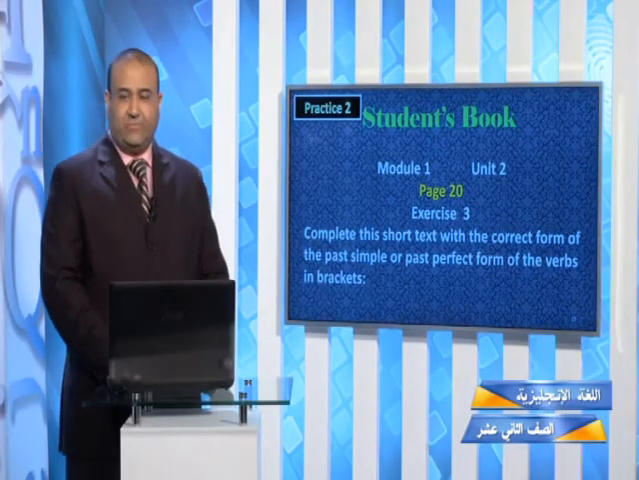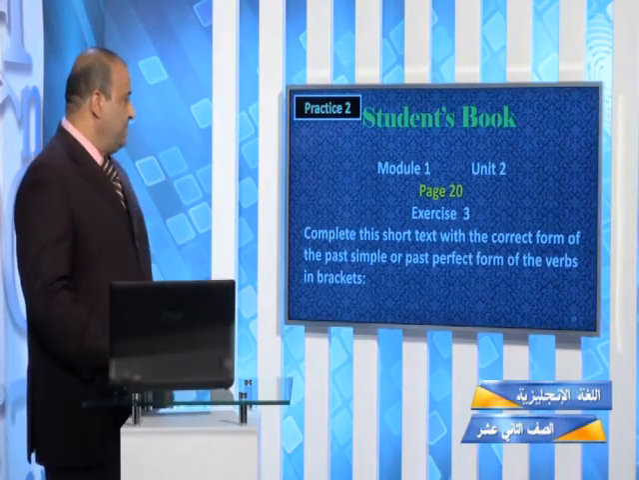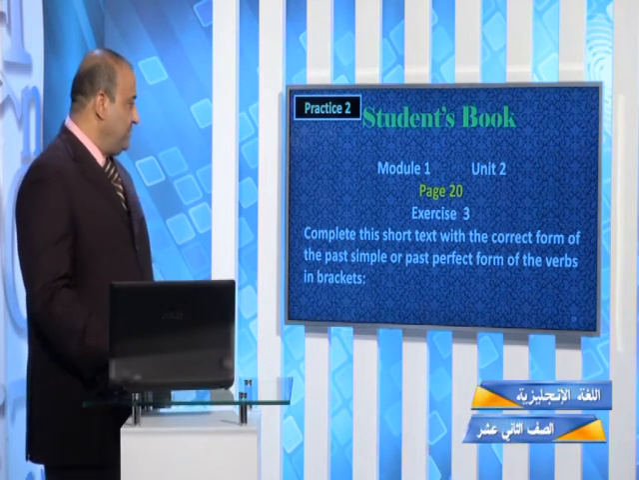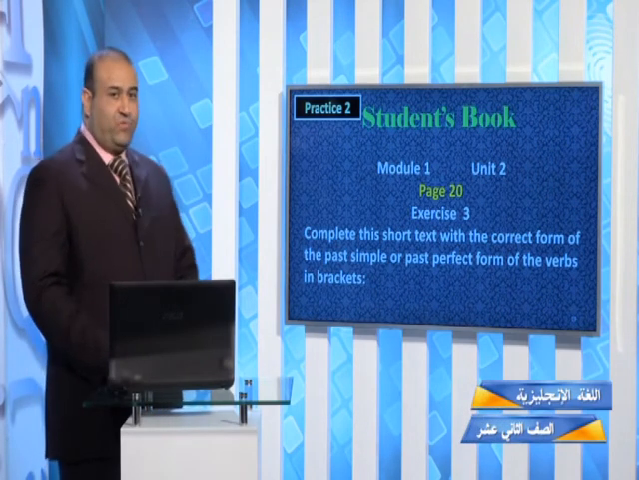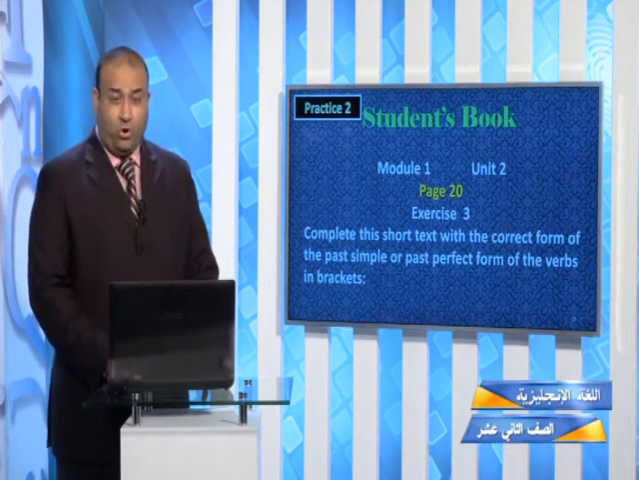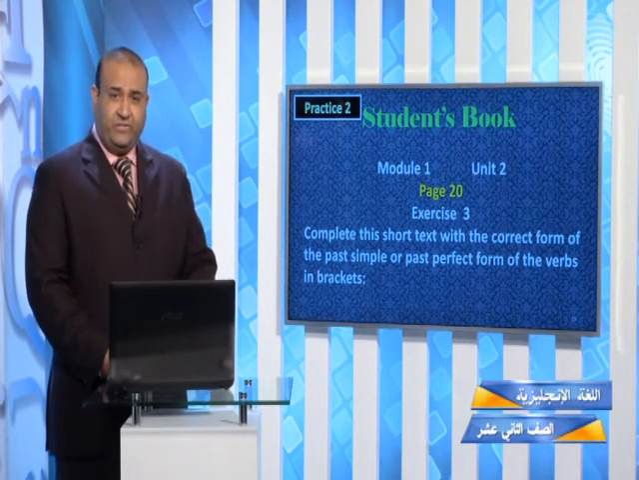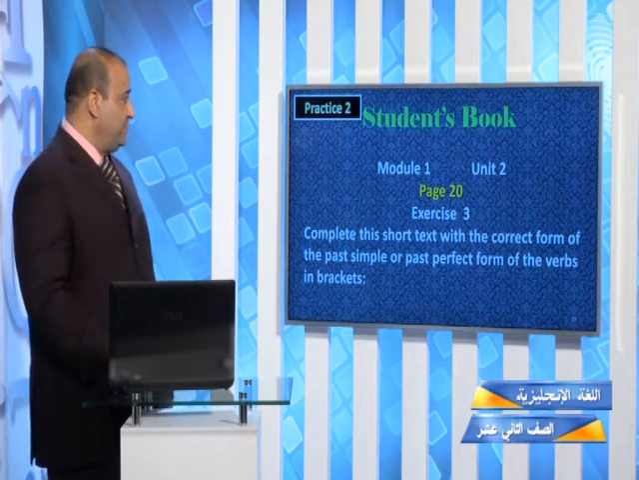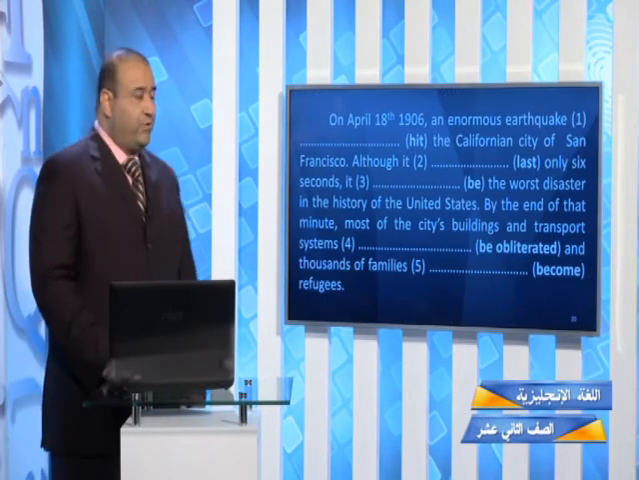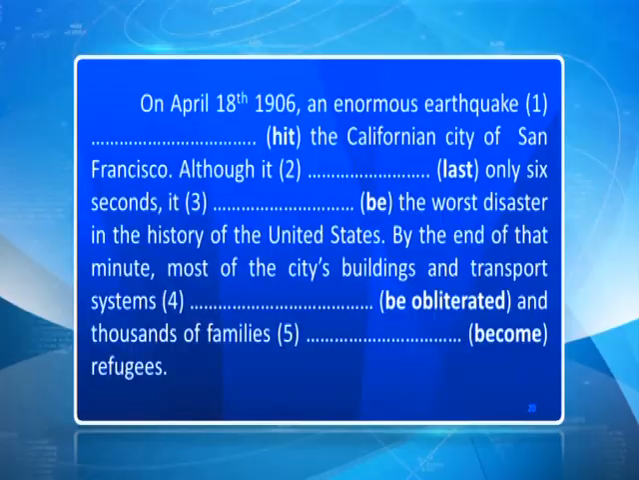Okay, now let's move to practice number 2. Again, it's about the past perfect and simple past. On page 20, exercise number 3, it says, complete the short text with the correct form of the past simple and past perfect form of the verbs in brackets. Now you have to concentrate more because you are required to give either this or that, simple past or past perfect. On April 18th, 1906, an enormous earthquake, we have a verb, hit, the Californian city of San Francisco.